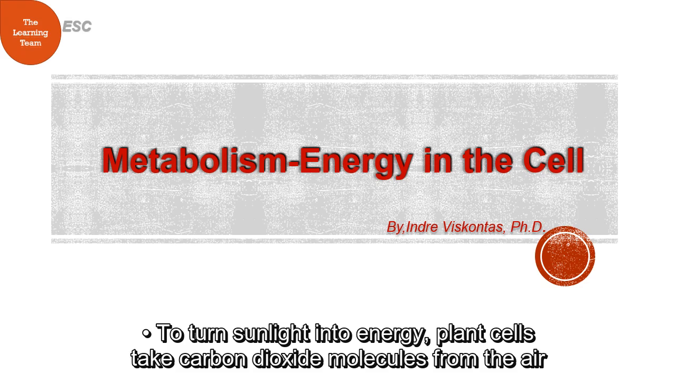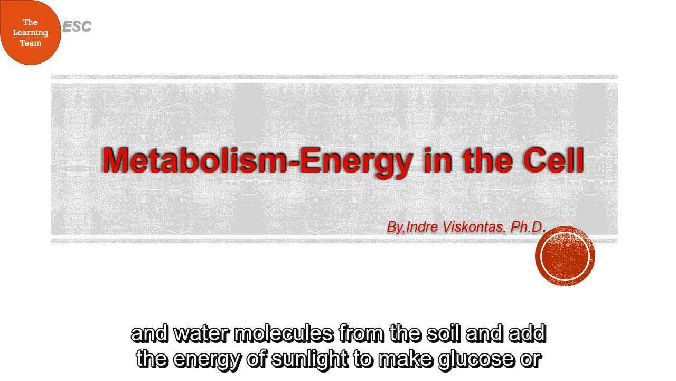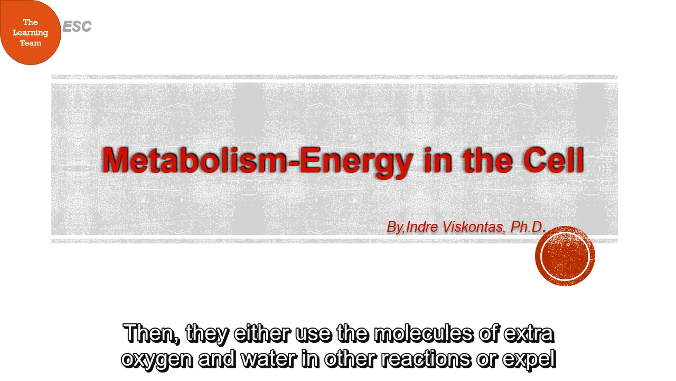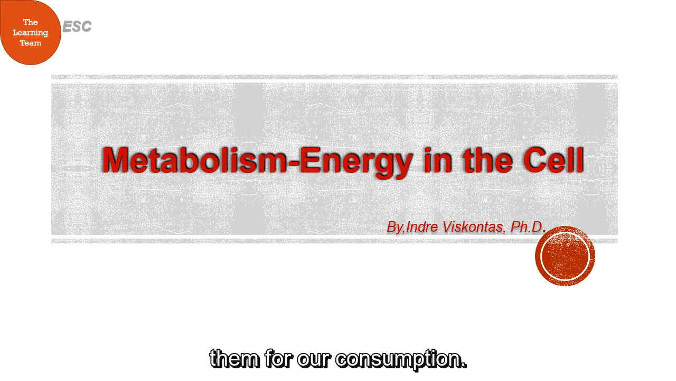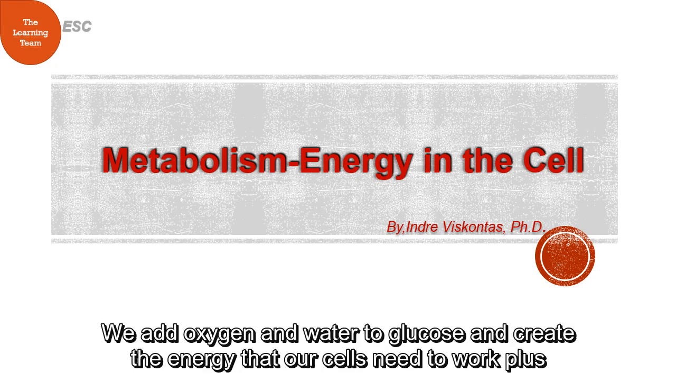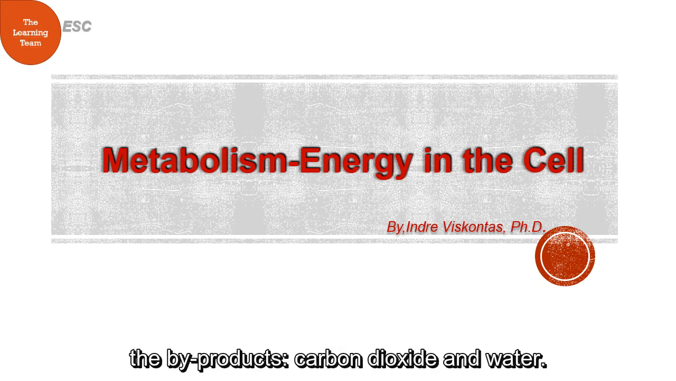To turn sunlight into energy, plant cells take carbon dioxide molecules from the air and water molecules from the soil and add the energy of sunlight to make glucose, or sugar. Then, they either use the molecules of extra oxygen and water in other reactions or expel them for our consumption. This reaction is essentially what our cells do, but in reverse. We add oxygen and water to glucose and create the energy that our cells need to work, plus the byproducts, carbon dioxide and water.